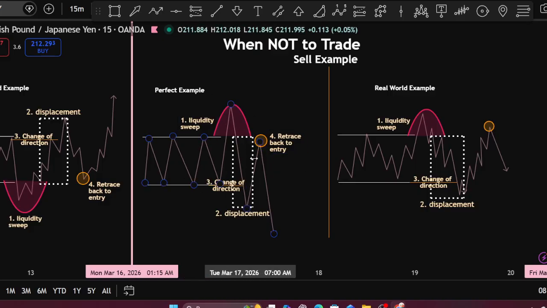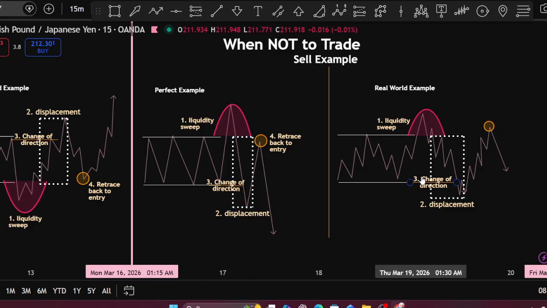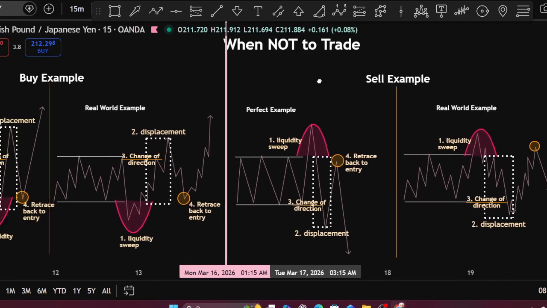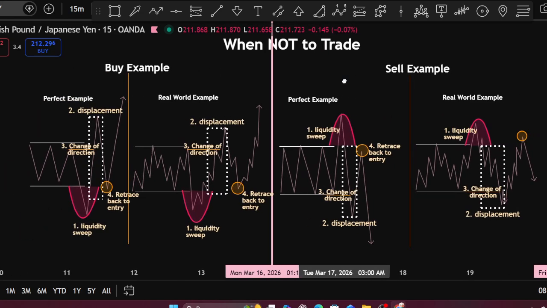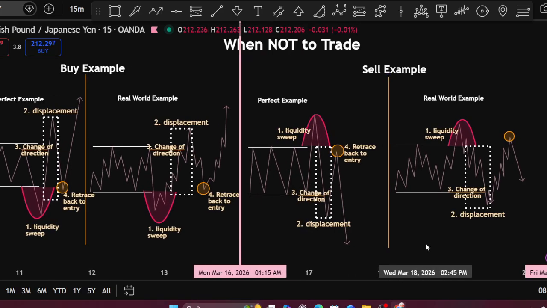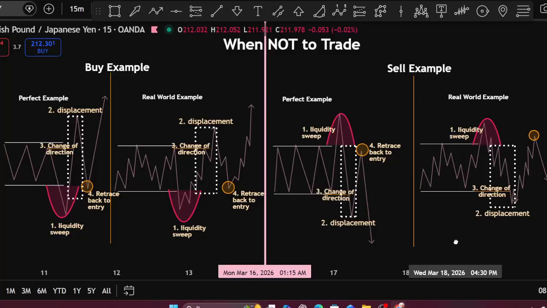Here's a perfect example so you can see it. But this is how the market will most likely look. Okay, so I'm going to show you all four. Screenshot that so you can study it. Actually, let me see if I can make it a little bit wider. There we go.